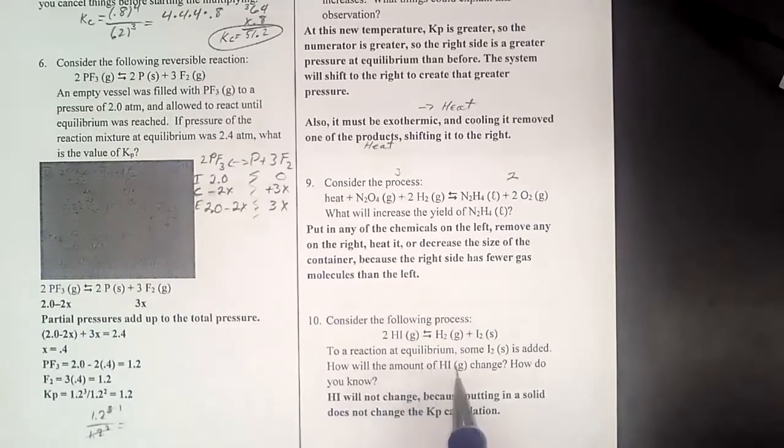On 10, putting in a solid just does nothing to a K expression, or a liquid, right? It doesn't affect the products over reactants of the power of the number in front, because it doesn't have a pressure or a molarity. So what will happen if you put in a solid? How will the amount of HI change? Well, it can't run any faster backward or forward if you put a solid in, because the KP calculation simply doesn't change with a new solid, even more solid, even a lot more solid.